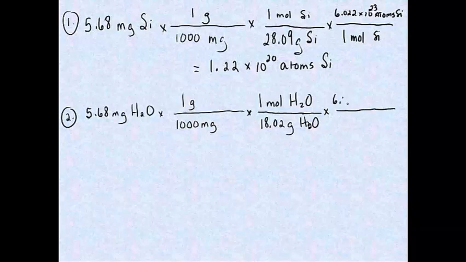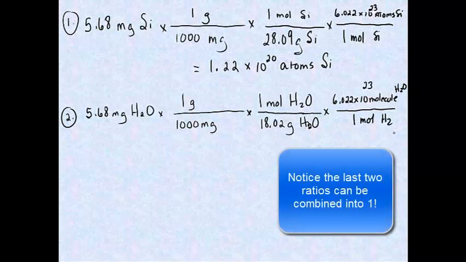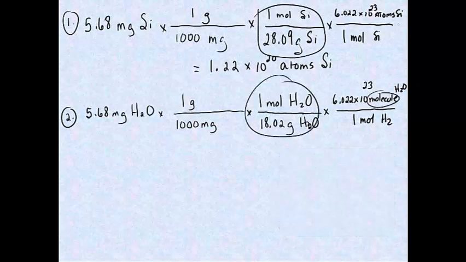Now, 6.022 times 10 to the 23rd is the same numerical value, but the smallest single unit in water is called a molecule, not an atom. And that's 1 mole of water. So notice that they're almost identical with the exception of that ratio right there and the term for the single smallest unit. And you do the math here and you get 1.90 times 10 to the 20th molecules of water in 5.68 milligrams.